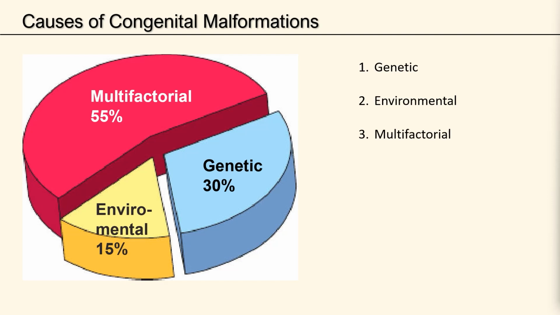Lastly, they could be multifactorial. So 55% of causes of congenital malformations are believed to be caused by a combination of genetic and environmental influence. And unfortunately, the majority of these multifactorial causes for congenital malformations are unknown. We don't know how each genetic and environmental factor plays its role to create this, quote, perfect storm of events.